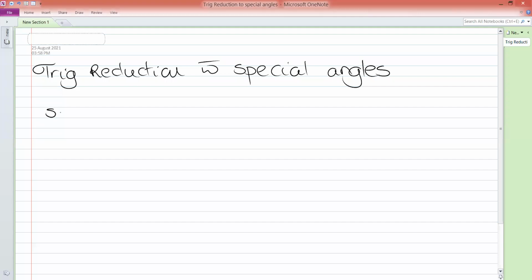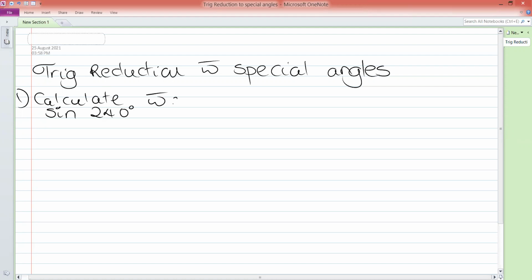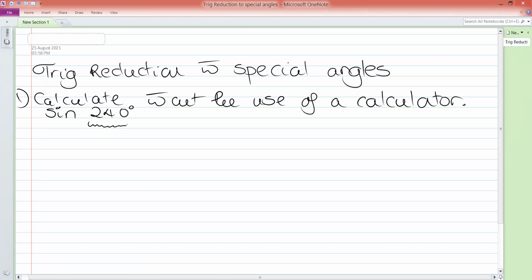So first question, we have sine 240 degrees. It will always ask you to calculate the value of the expression without the use of a calculator. All right. So with reduction, you want to get this value so that it is less than 90 degrees. So that's why we call it reducing an angle, or reduction.